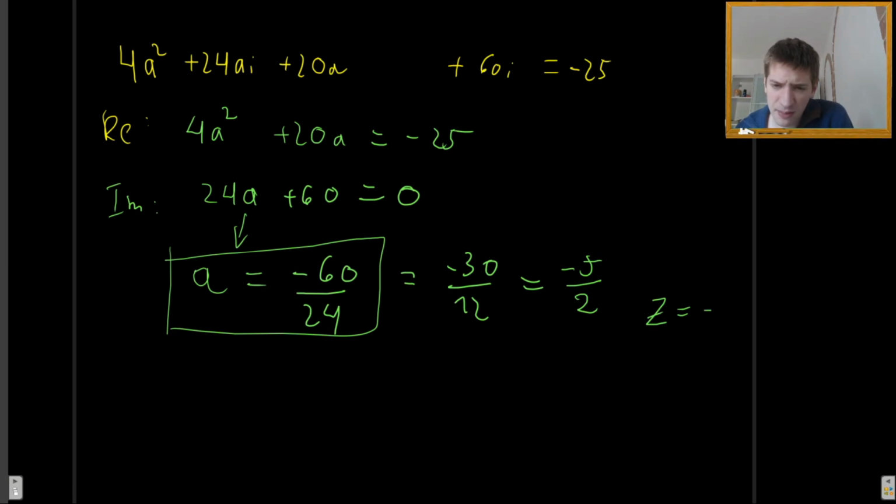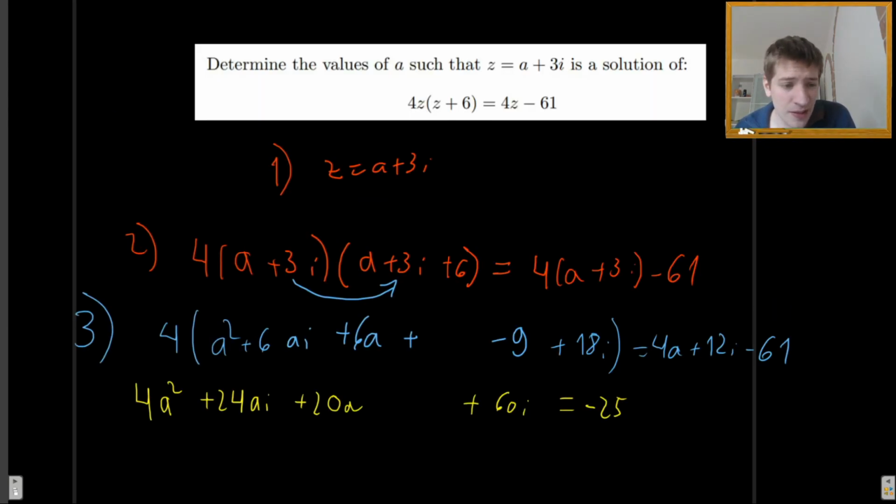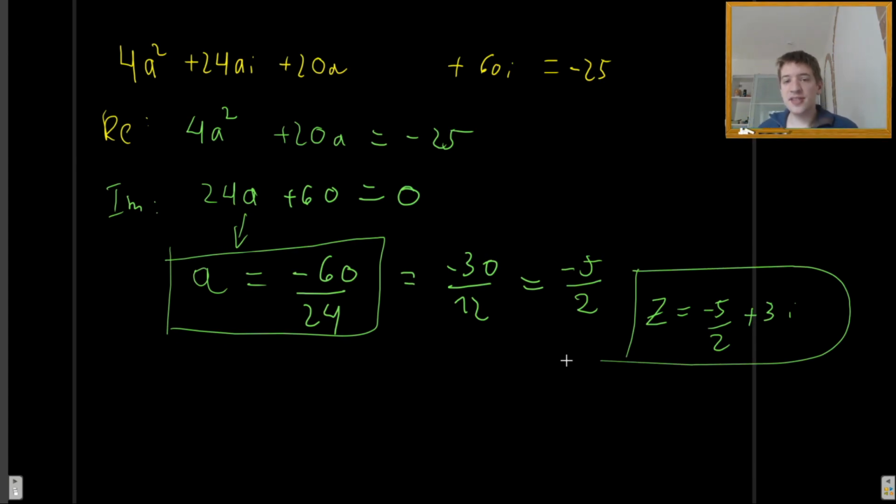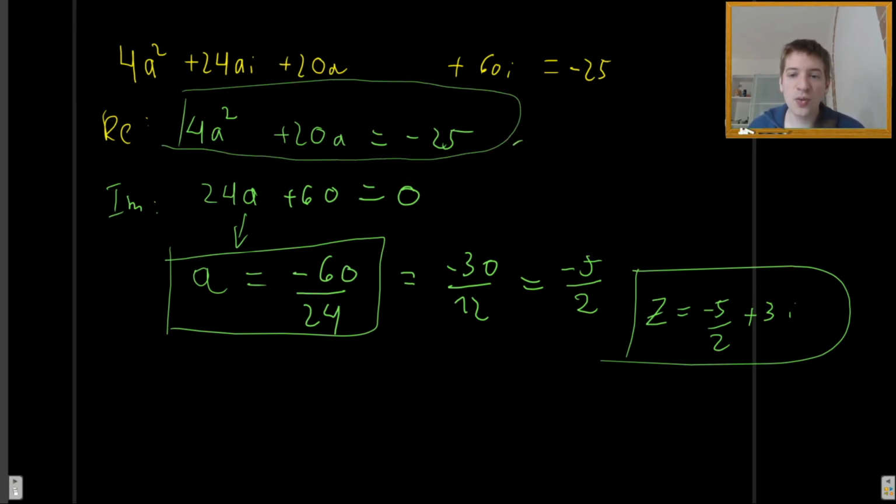What was the other number? I think this was minus 5 divided by 2 plus 3i? Yes, plus 3i. So this is your solution. And as you can see, it was the same procedure that we did before, but it was a little bit different. And you can check that if you had used this equation right here, you would have gotten to the same value for a. It just would have been much more work.